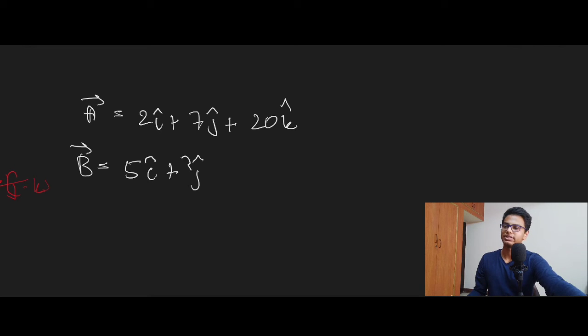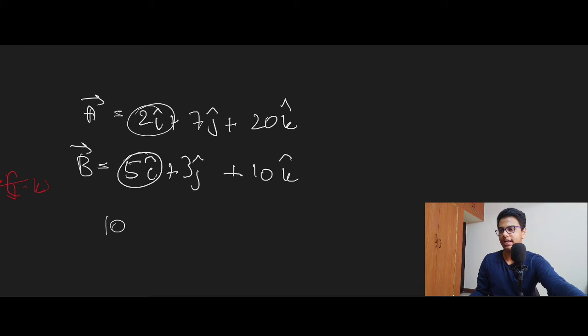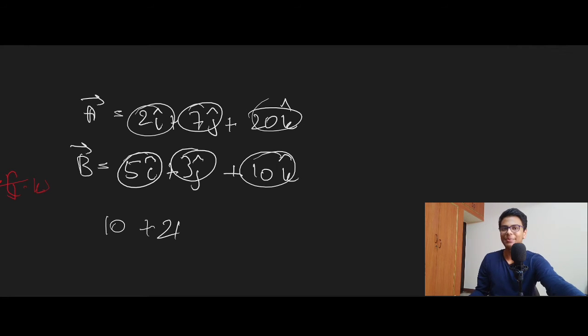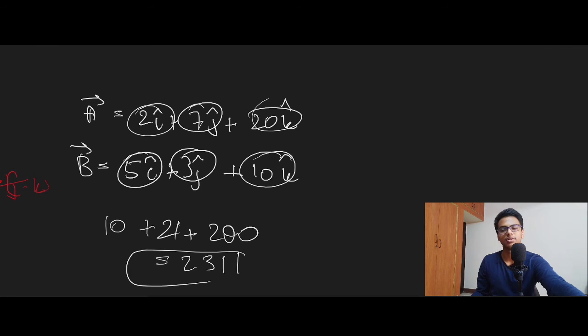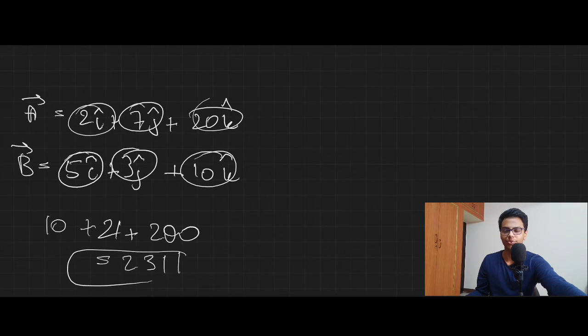Actually, yeah, fine. 3j cap plus 10k cap. What you're going to do is take i cap, multiply that, 10. Now take j cap, multiply that, 21. Take k cap, multiply that, 200. So this gives you the answer 231. Right? So we understood how to do it.